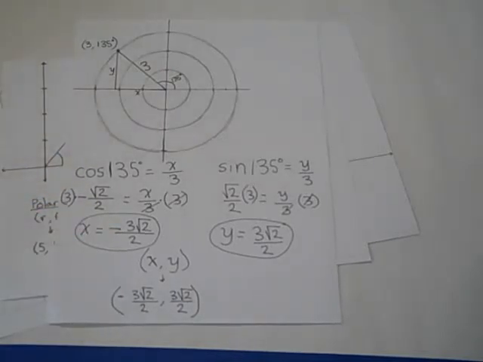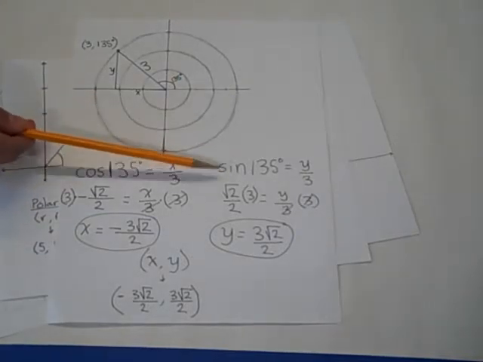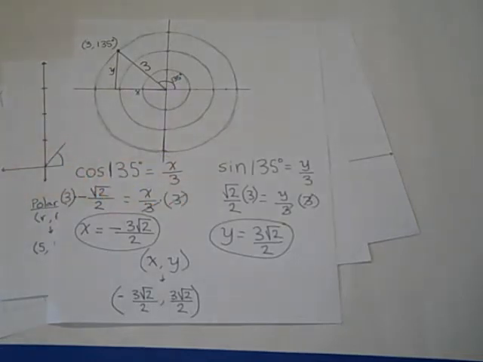To find y, we use the equation sine of 135 is y over 3. The sine of 135 is root 2 over 2. Multiply both sides by 3 and find y. So then we have both parts of the rectangular point, and we can make the coordinate x, y.